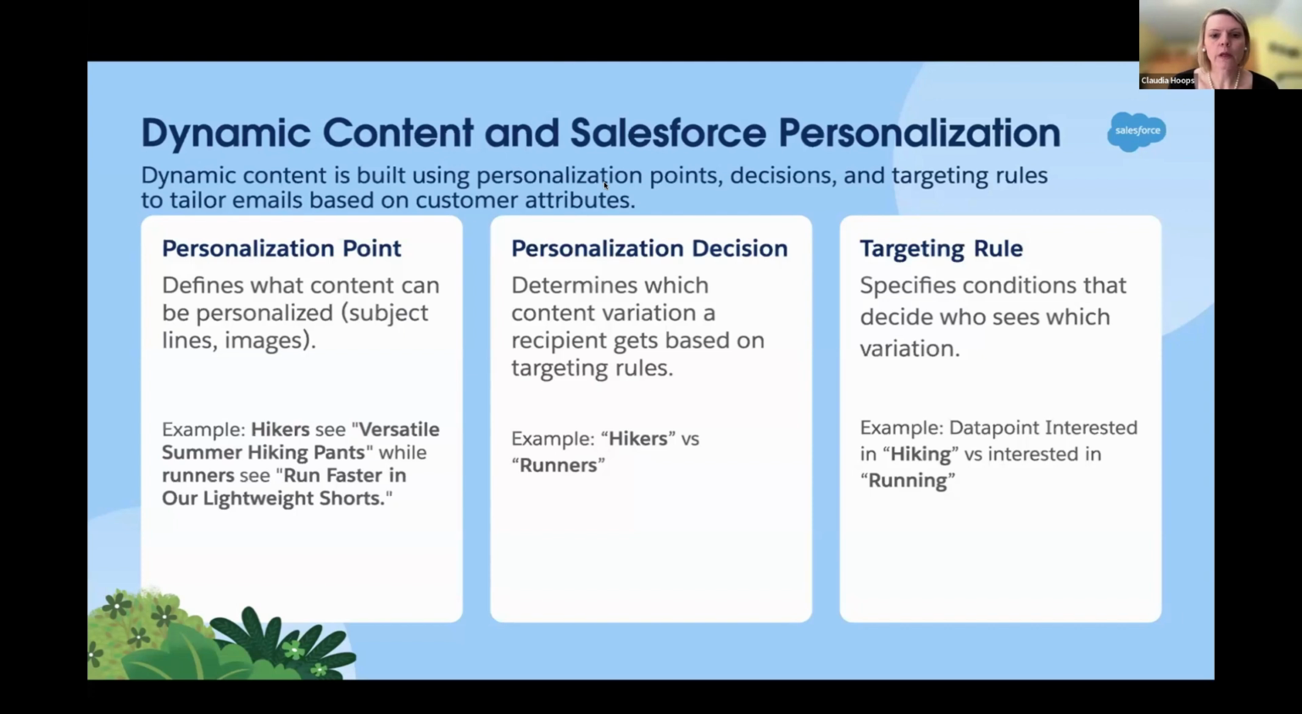Then we have the decision. So that's how you basically call your variation in the end, what the hikers are going to see versus what the runners are going to see. And behind each personalization decision lives a targeting rule you're creating, where you are choosing the attributes, like the data points, which are valid for the ones who want to see hiking versus want to see running, where your data graph also again comes into play, where you want to choose from that, the targeting rules.